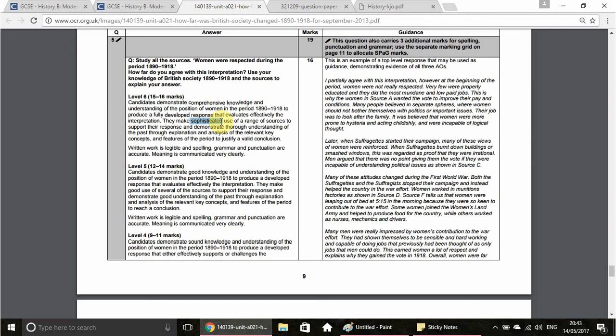You also need to make sure that you justify a valid conclusion, so that you come to a conclusion and you give a reason that that is your conclusion.